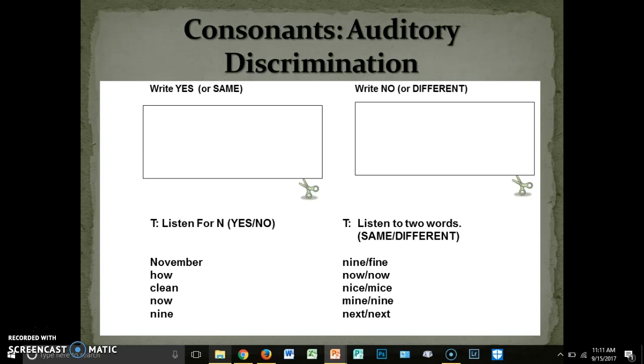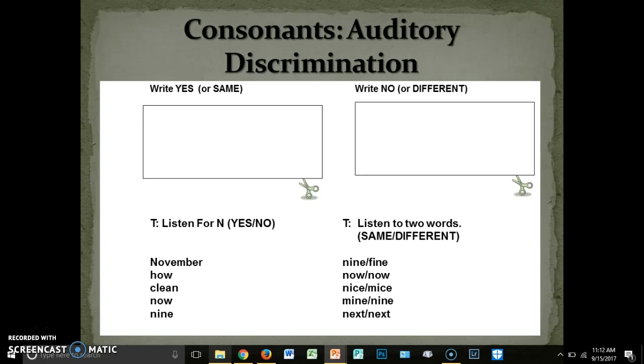So the teacher is going to say, this was from my book, by the way. So I was focusing on words that began with the letter N. And I want them to listen for N at the beginning of words. So if I said clean, do you hear the sound of N at the beginning? Hopefully they would hold up the no card because clean is at the end of the word.